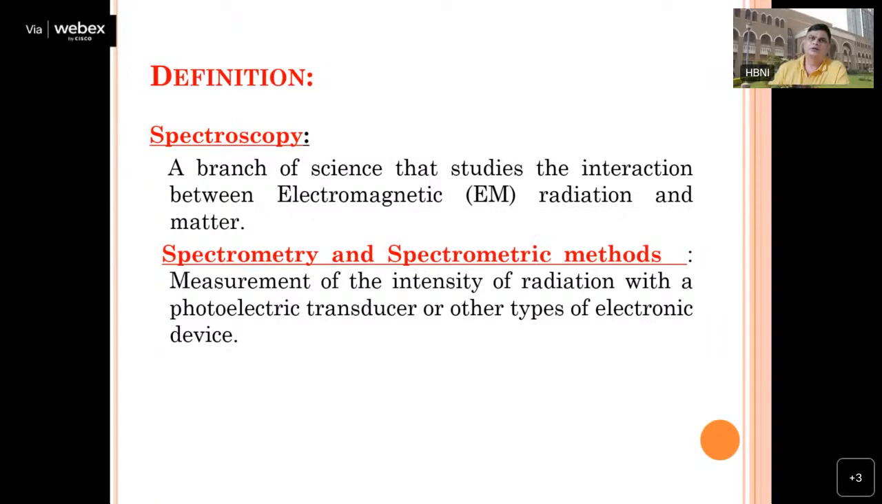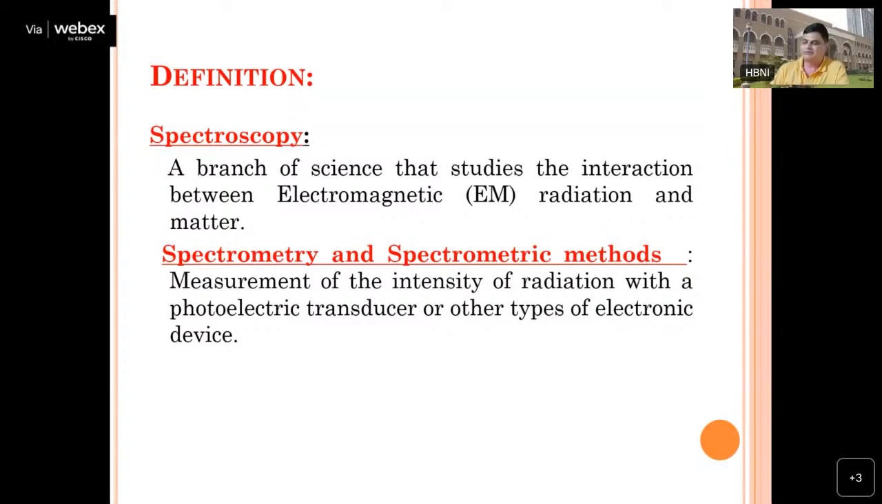Okay. So today we are going to discuss spectroscopy. Being analytical chemistry, we are not going to detail the fundamentals of spectroscopy. We are basically discussing spectrometry and the spectrometric methods.